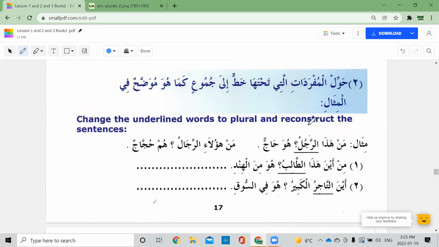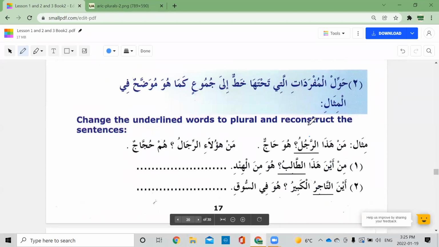Anyone have any other questions? Jazakallah. All right, so lesson exercise number 2. Sister Rashmi. Yes, ma'am. Assalamu alaikum. Alaikum assalam wa rahmatullah. Please read the title first, or the question. Okay, ma'am. Change the underlined words to plural and first reconstruct the sentences. Yeah, and in Arabic as well.